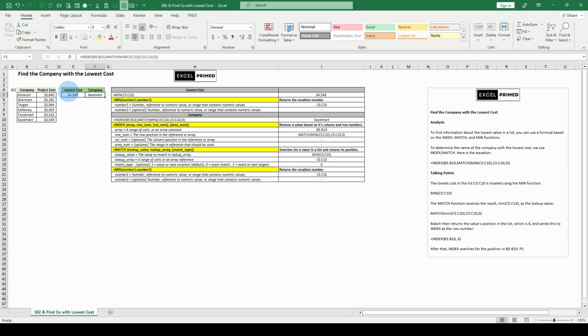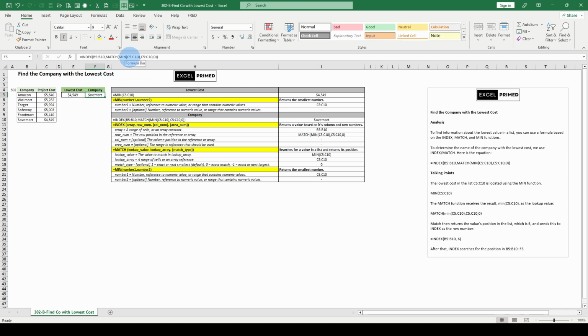Here's the min function. It's just the min of what? C5 to C10. And it shows 4549. So internally, looking here, remove index and match and just go min. You know C5 to C10 is going to do what? It's going to produce 4549.